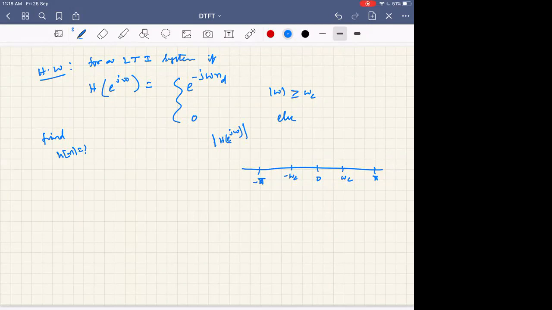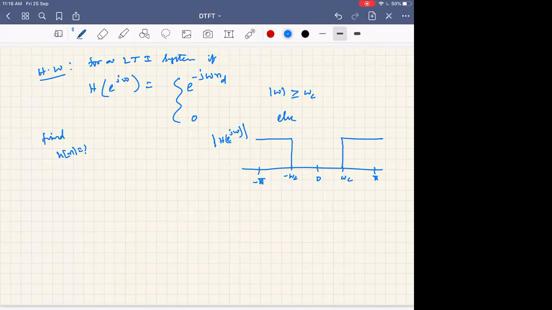What is the magnitude response? One, sir. It will be 1. 1 for which region? Minus pi to minus omega c, omega c, right? And then omega c to pi. Okay. So now what kind of filter is this? Previously you met, what kind of filter is this?